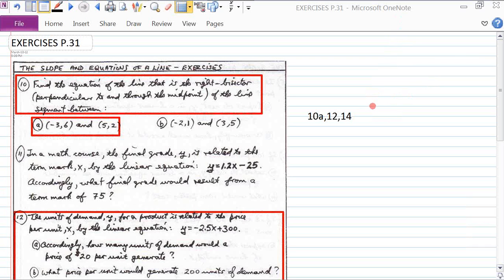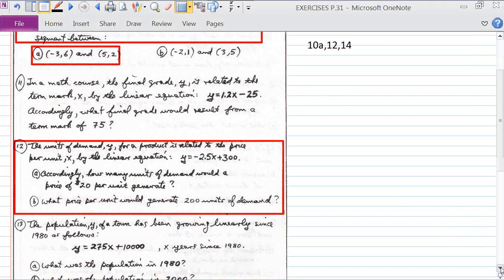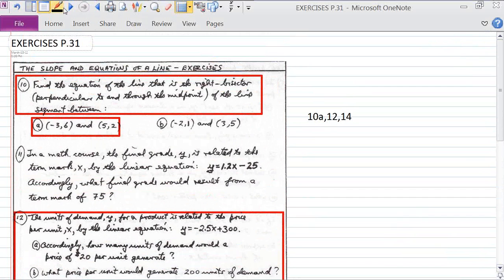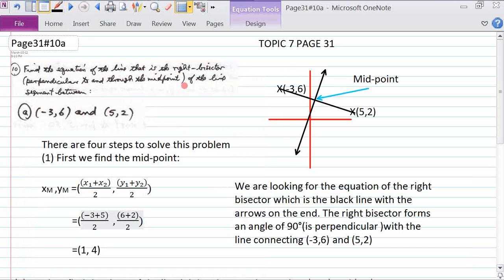We're on page 31, and we're going to do problem 10A, problem 12, and problem 14. So 10A. Here, let's read the problem.